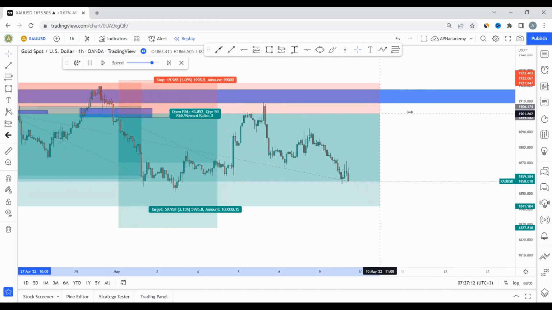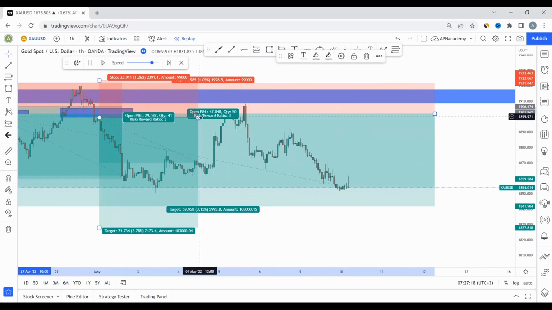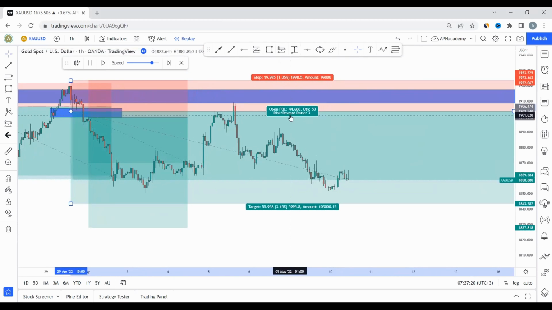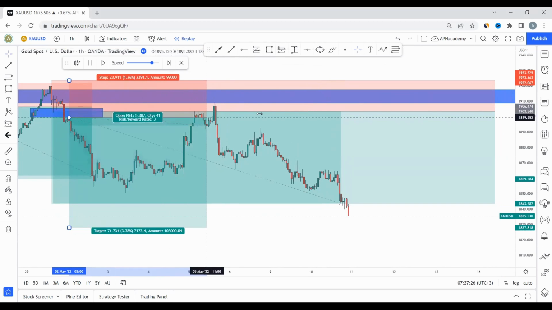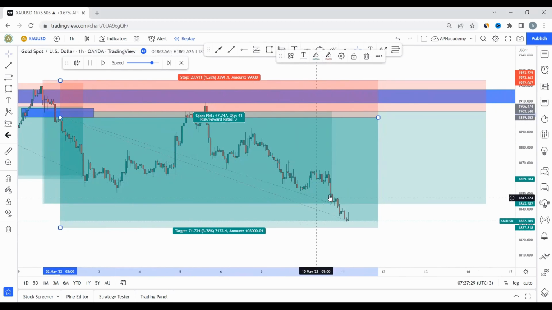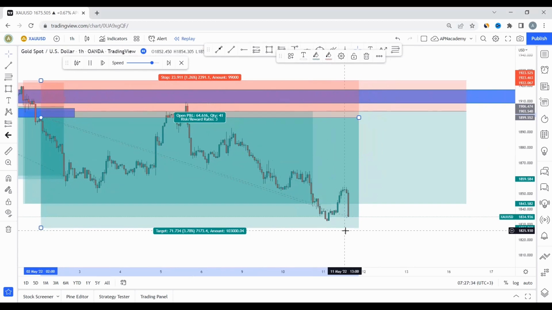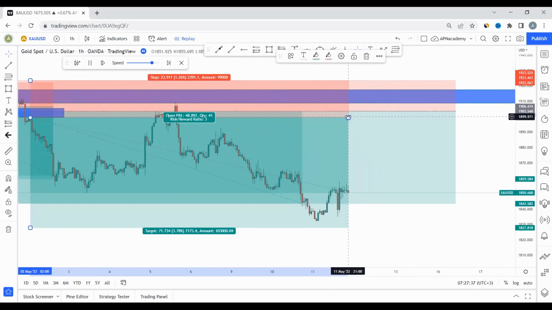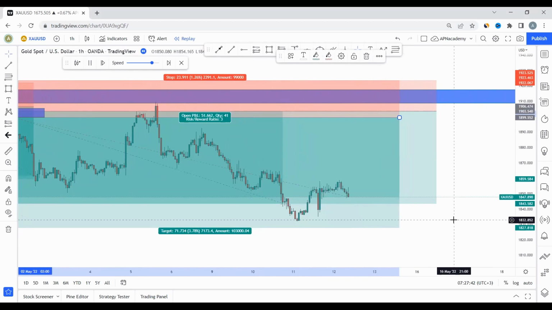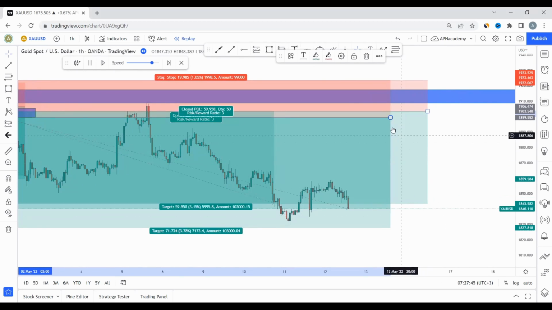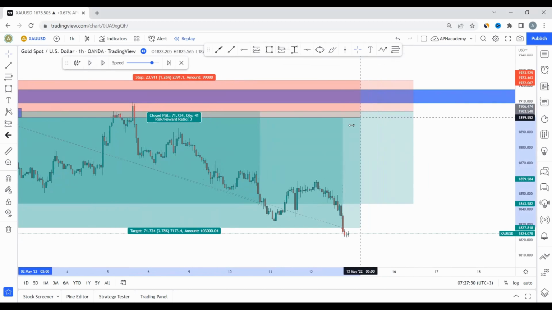So will it hit our target? Let's see if it actually hits our target. Let's see if it hits our target. So this new trade, the target has been hit, right? It's just 1 trade that is left. Let's see if it will hit our target. Okay, so our target was hit here.